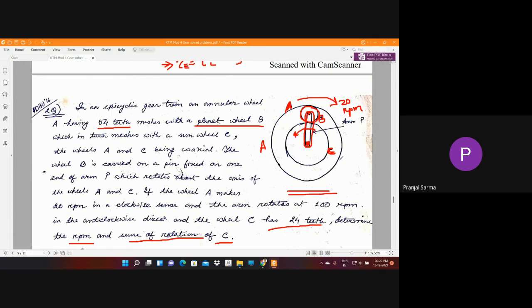Annular wheel means the bigger wheel, which is having interior or internal teeth. The sun wheel remains at the center. The planet wheel, all of you already know, is there in this particular location. And the arm connects the planet wheel, which gives us both types of motion: it can move around the sun wheel, and it can also have motion about its own axis.